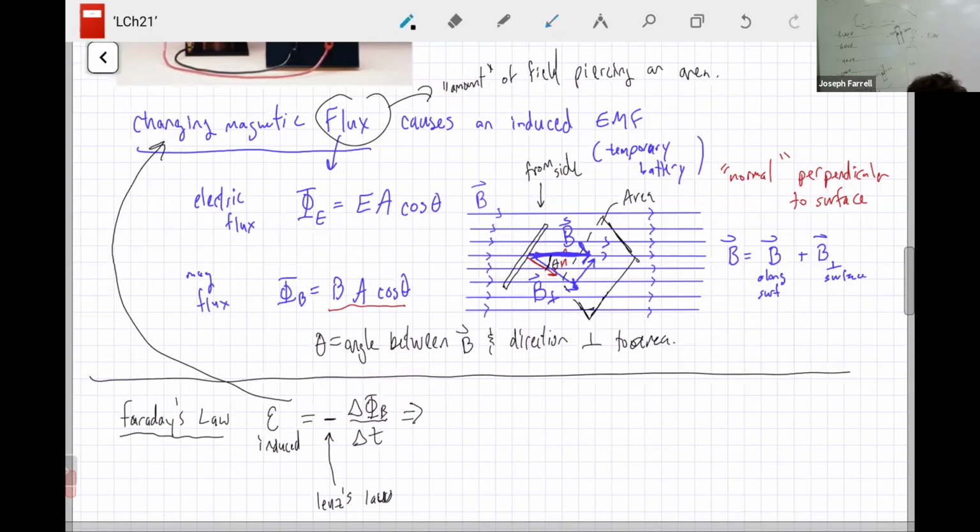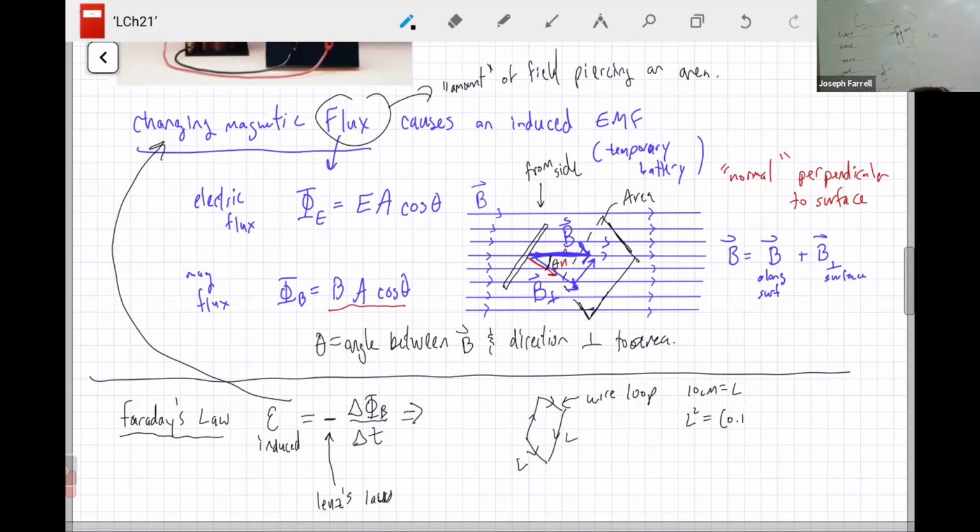For example, let's just say, real quick, I have a loop. Let's say this is a wire. I have a little wire loop, and let's say it's 10 centimeters on an end. So it's L by L, like a square, just for simplicity. So 10 centimeters equals L. What's the area of this loop?